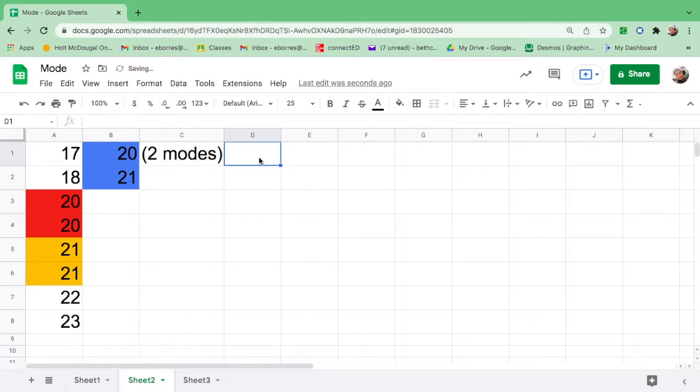Now, what do you call a distribution with two modes? We call that bimodal. How about I put 23 here?